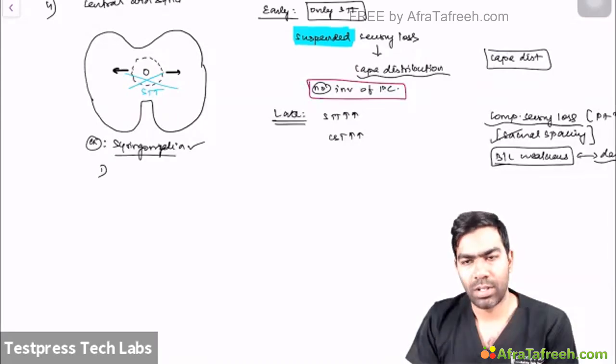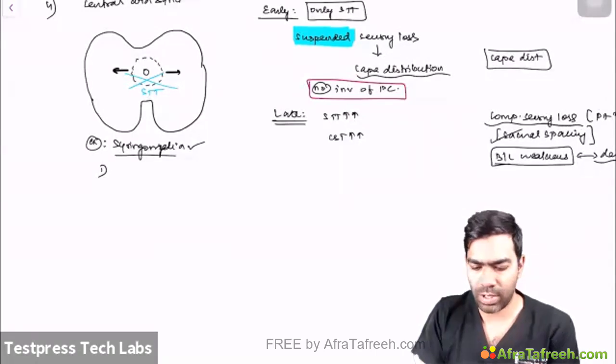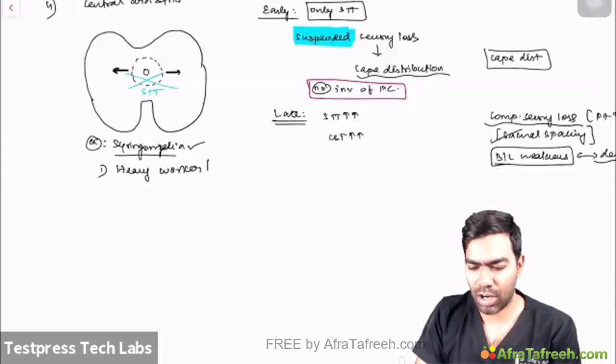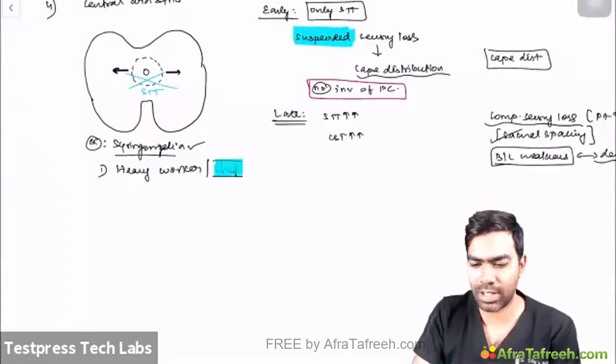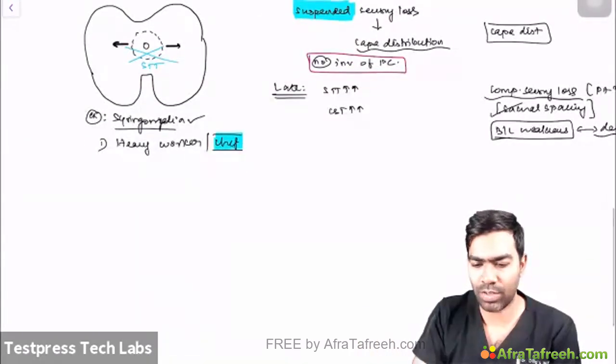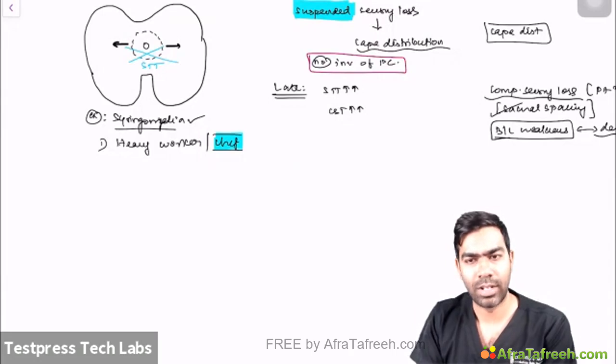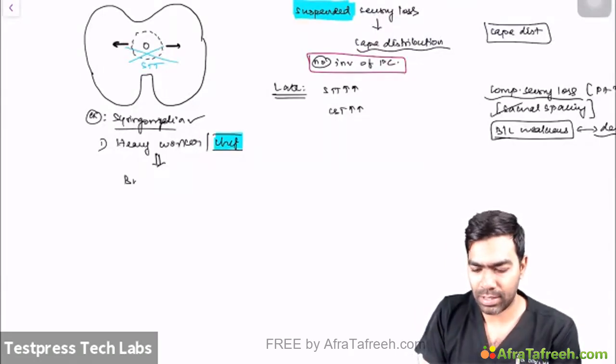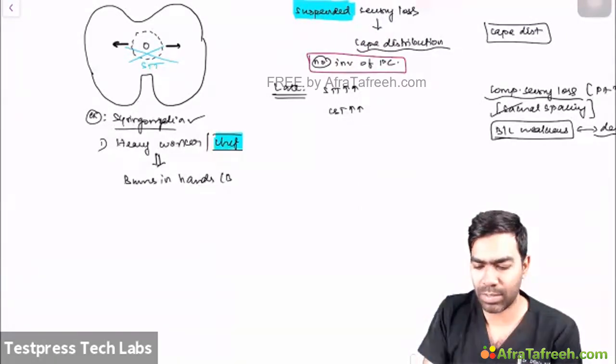As far as syringomyelia is concerned, in the exam usually this patient will be a heavy worker, like a daily wager or a chef. This is a usual thing in MLE exams. Whenever they give a chef, it most of the time means syringomyelia. And this person will be presenting with burns in the hands, bilateral burns.